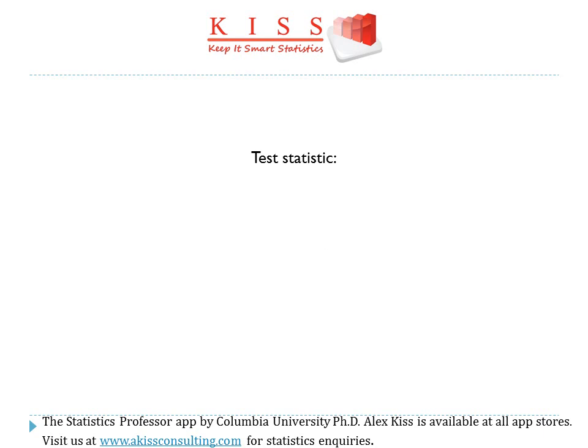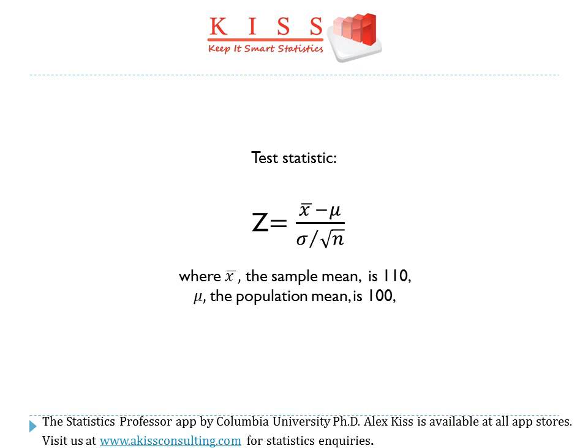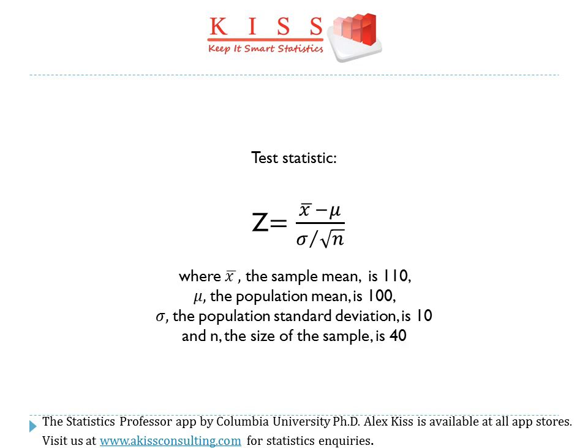Our test statistic is z equals x bar minus mu divided by sigma over the square root of n. X bar, the sample mean for our example, is 110. Mu, the population mean, is 100. Sigma, the population standard deviation, is 10. And n, the size of the sample in this case, is 40.